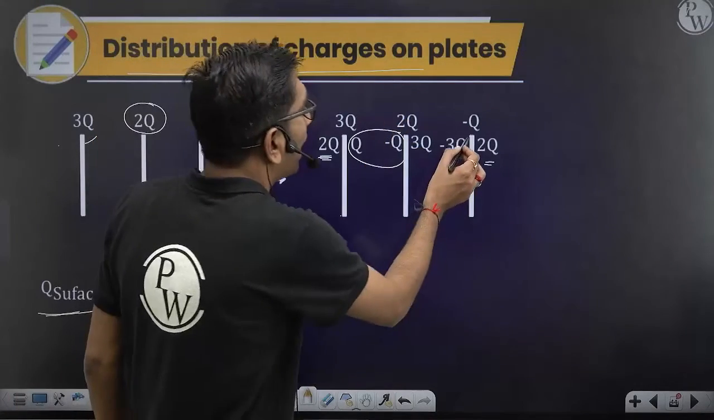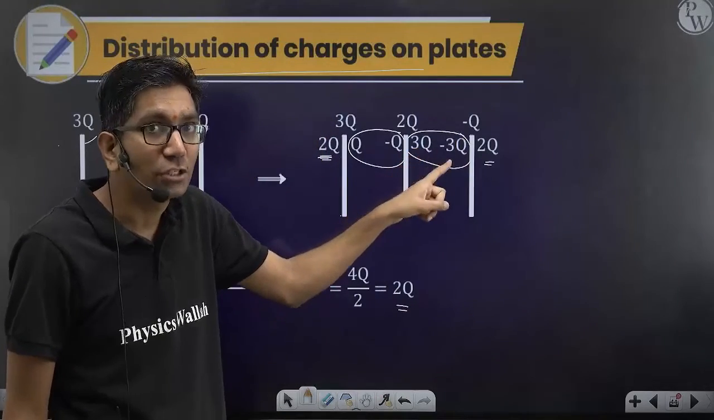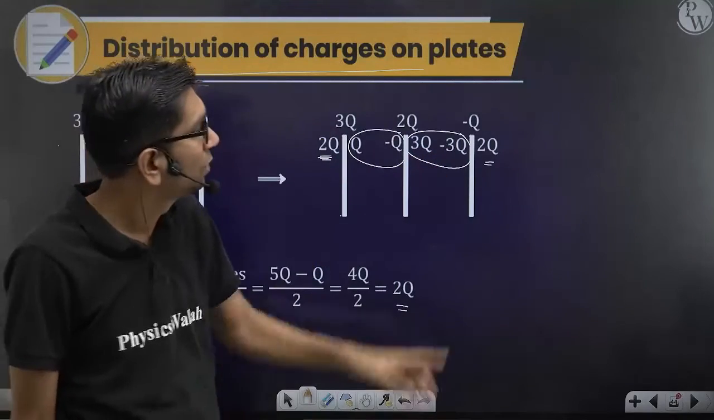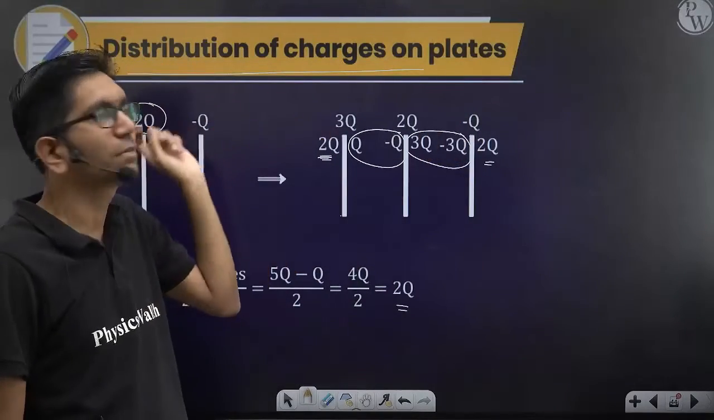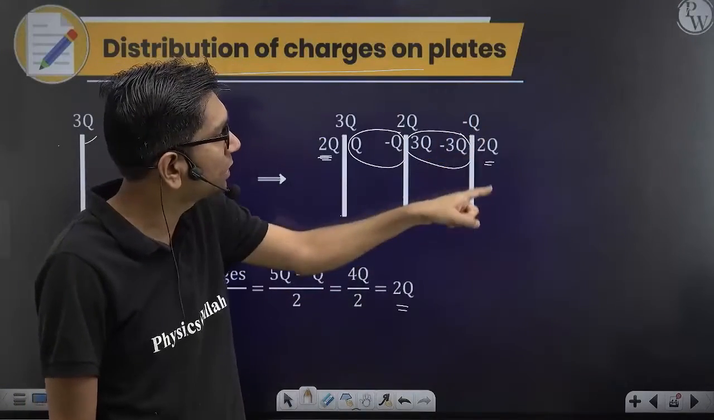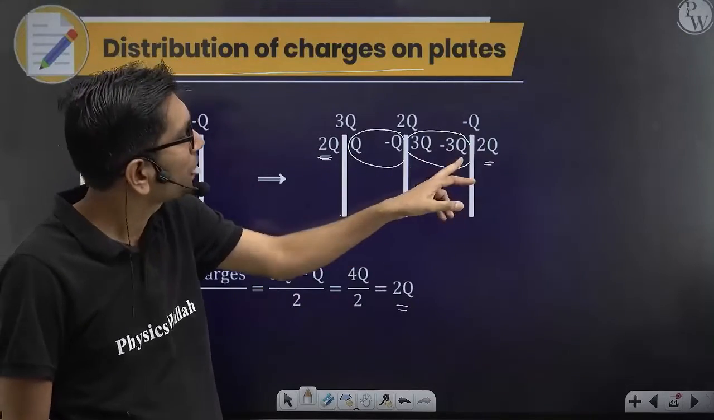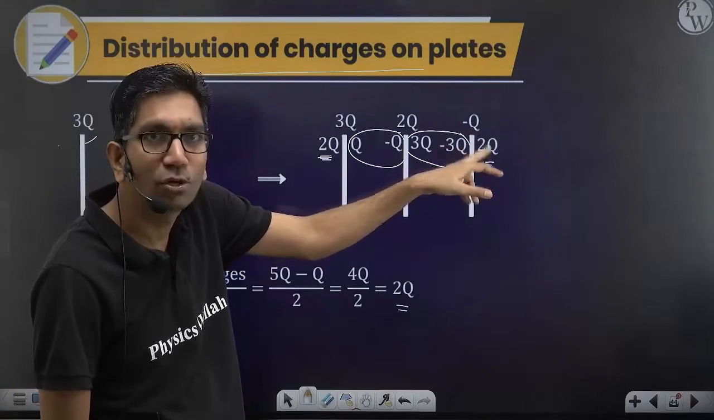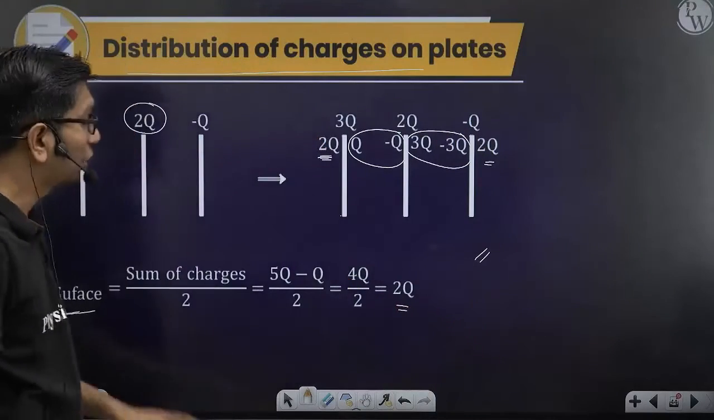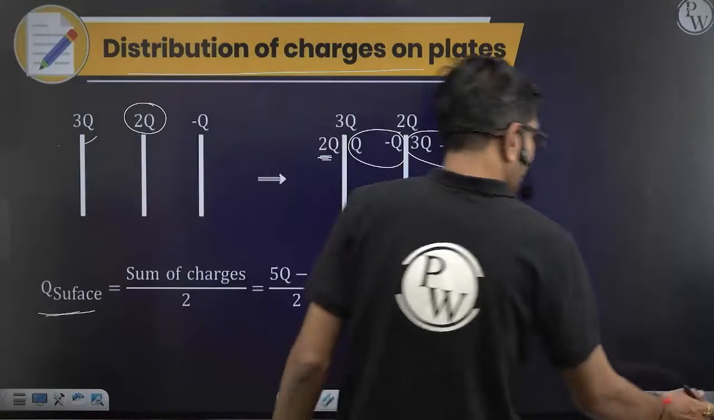Yes, beta. As inside the parallel plate capacitors the charge should be equal but opposite, if this is 3q, this should be 100% minus 3q. What is the total charge present on this one? Minus q. In order to present minus q, how much charge should be present here? 2q only, na? Already we have written in the beginning. Now cross check. Minus 3q, 2q, q. Hence proved. Chalo beta, so this is the best trick to solve the distribution of charge.